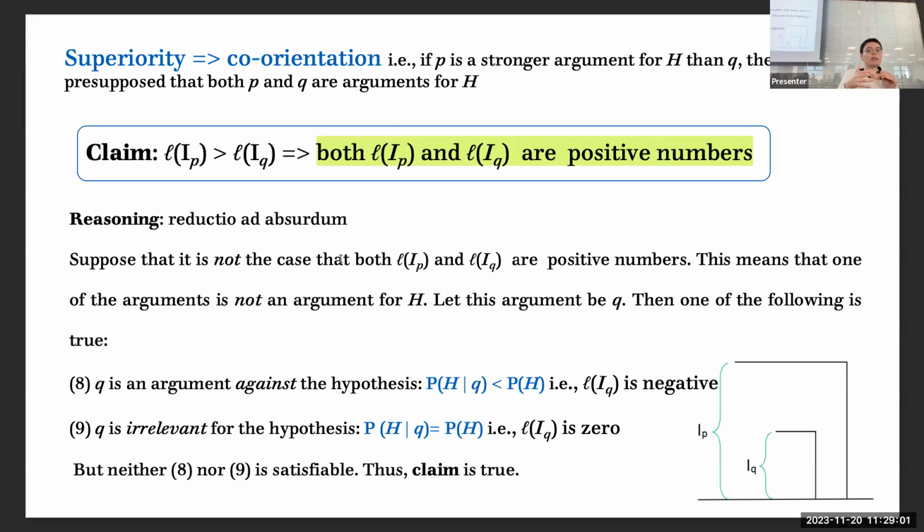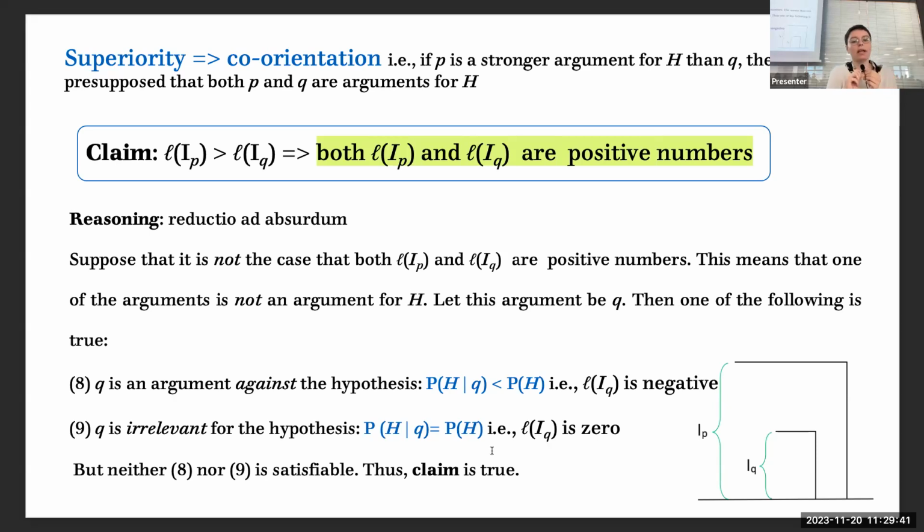This means that one of the arguments is not an argument for H. Let this argument be Q, because we have a symmetry, it's both P and Q. So let this argument be Q. So Q is not an argument for H. Then one of the following has to be true. Either Q is an argument against the hypothesis, and this is the case where the length associated with this interval is a negative number. Or another option is that Q is irrelevant to the hypothesis, and in this case the length is zero. And in fact, neither 8 nor 9 is satisfiable. Why?